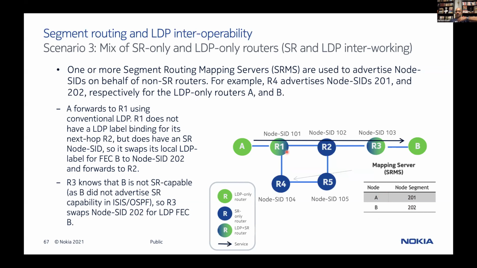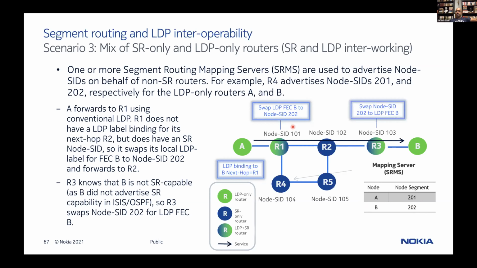So now going back to my previous example, what would happen is that a packet comes in from router A, and it's being sent to router B using the LDP label for router B that was advertised by R1. It comes to R1, R1 swaps that LDP label for node SID 202. Why 202? Because that's what it knows about router B, that router B has a segment routing SID of 202.